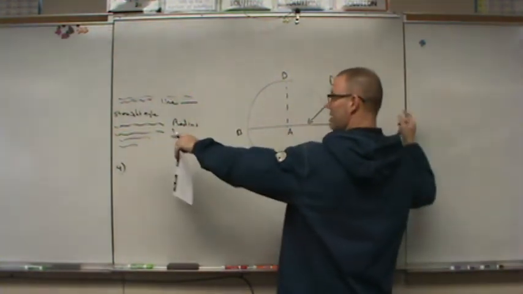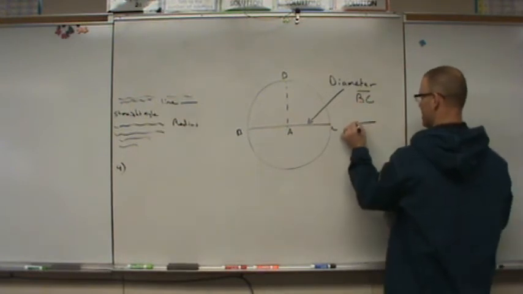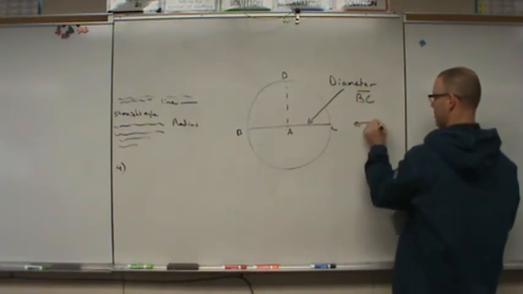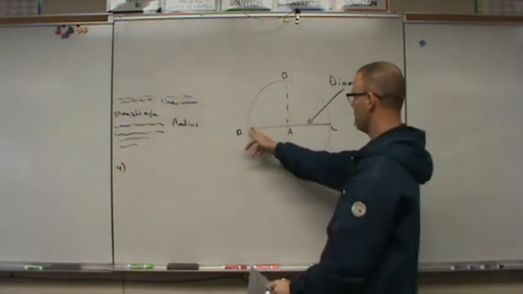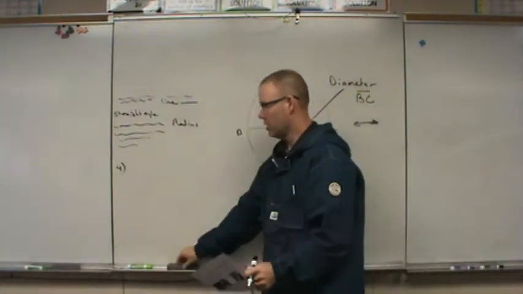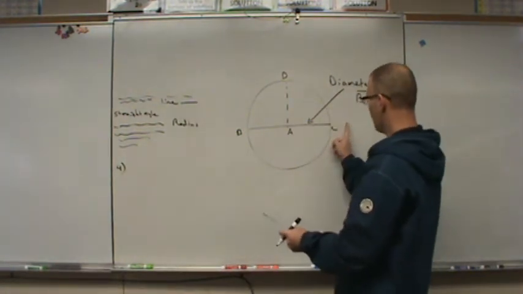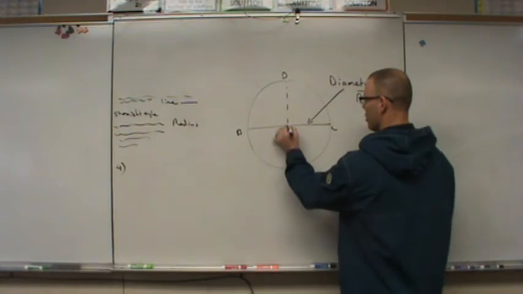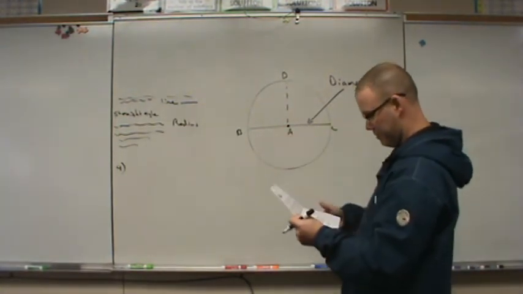Segments are parts of lines, so we can notate that. The difference between a segment and a line is simply this. Here's a line. Notice it has arrows. Here's a segment. Since it's a circle and it's bound by B and C, I just wrote the segment. So the diameter goes from one side of the circle all the way to the other through the center of the circle. The center of the circle would be A.